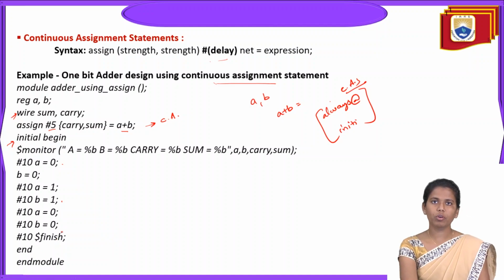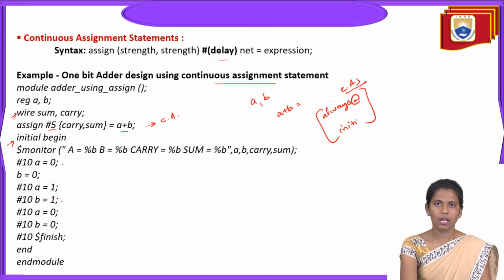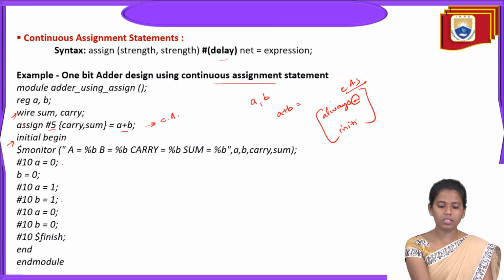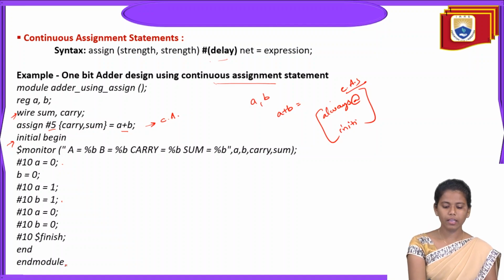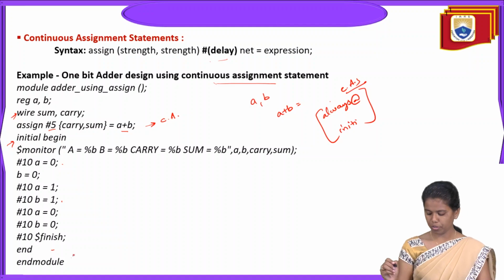One thing you have to remember when you're writing your code in terms of continuous assignment statements is that the continuous assignment statement should be written outside of the initial block and also the always @ block. And then finally end module.